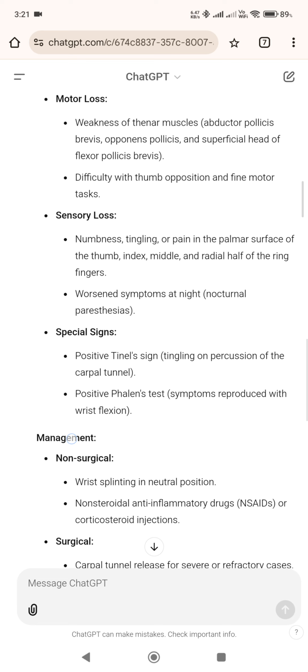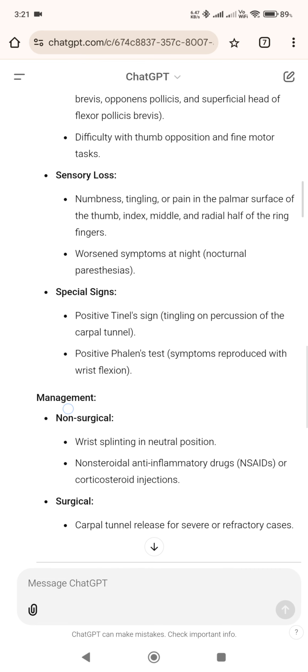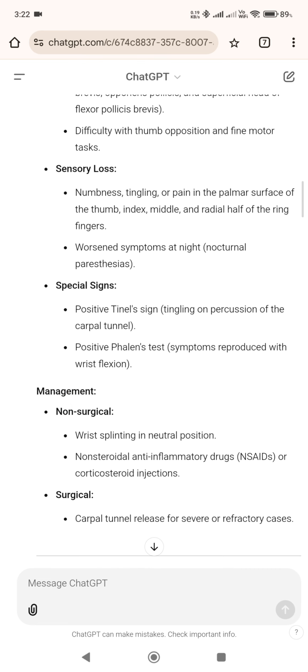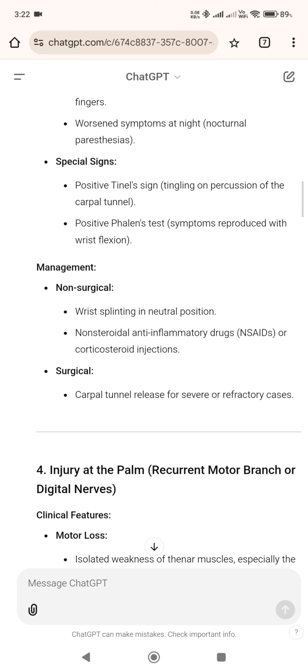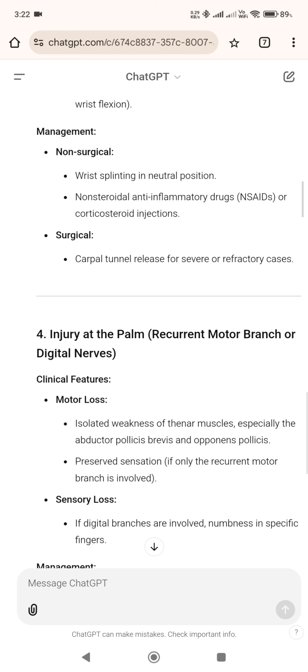Special signs: positive Tinel's sign, tingling on percussion of the carpal tunnel. Positive Phalen's test, symptoms reproduced with wrist flexion. Management: non-surgical, wrist splinting in neutral position. Non-steroidal anti-inflammatory drugs, NSAIDs, or corticosteroid injections. Surgical, carpal tunnel release for severe or refractory cases.